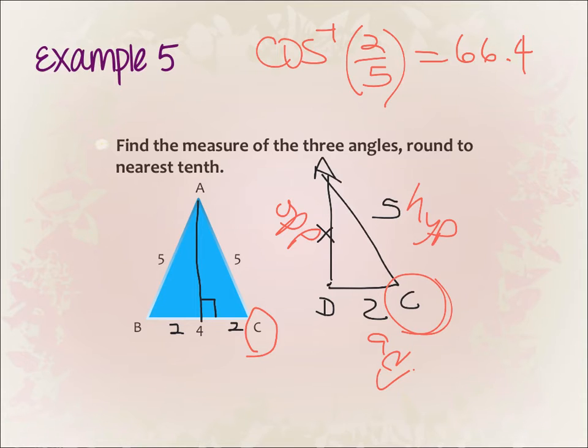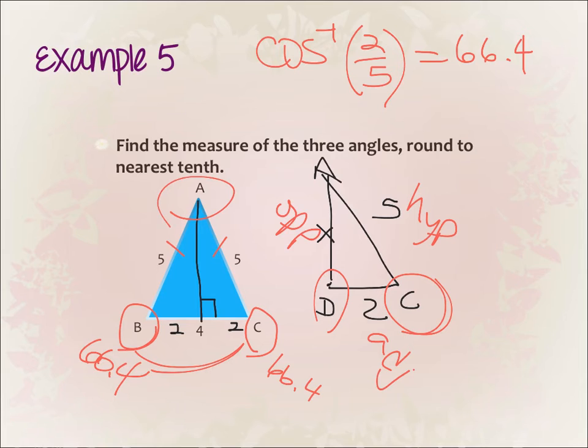Okay. Now, what do I know about angle B, if my original triangle is isosceles? It's the same thing as C, right? Because the angles opposite the congruent sides are congruent. So I know angle B is also 66.4. Is that making sense? So this angle is 66.4, and so is C, 66.4. Now I don't need to worry about D. I know that's a right angle.